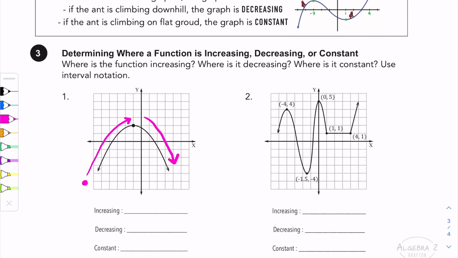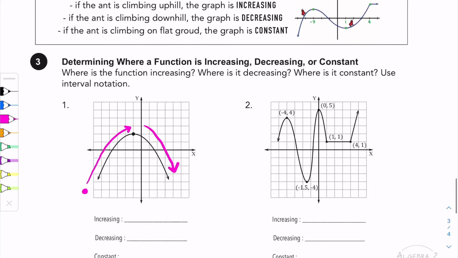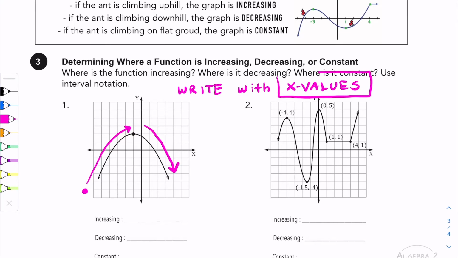So when you're writing increasing and decreasing intervals, the biggest thing to remember is that you write your increasing and decreasing intervals with x values only. And that's going to get a little bit confusing because the graph is actually going up or down on the y-axis, but you're using your x-axis to write the increasing and decreasing intervals. Also, we need to write these in interval notation.